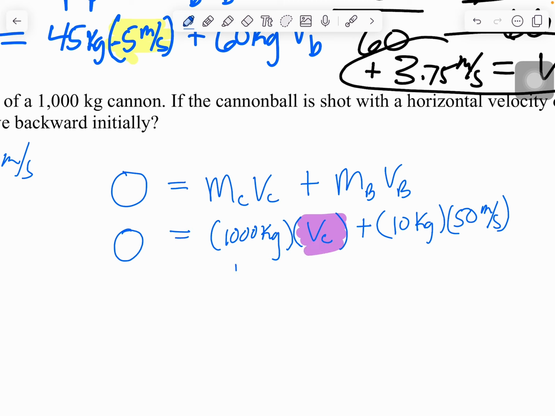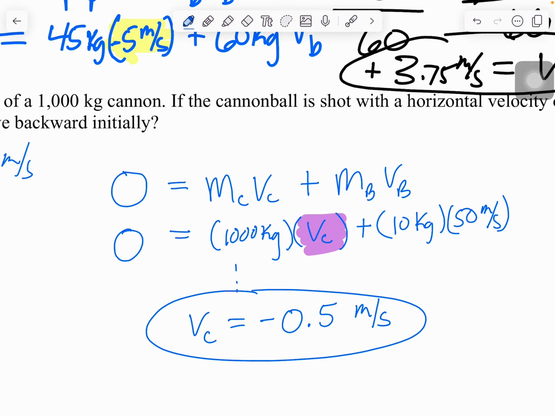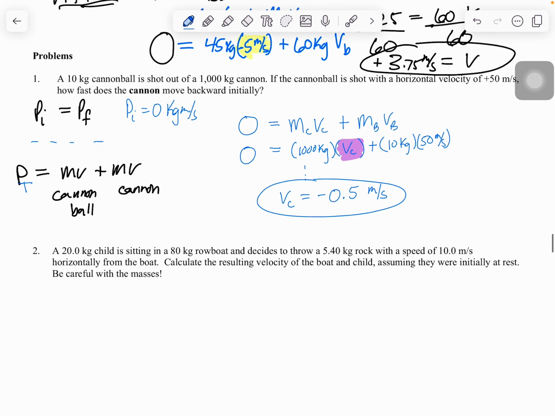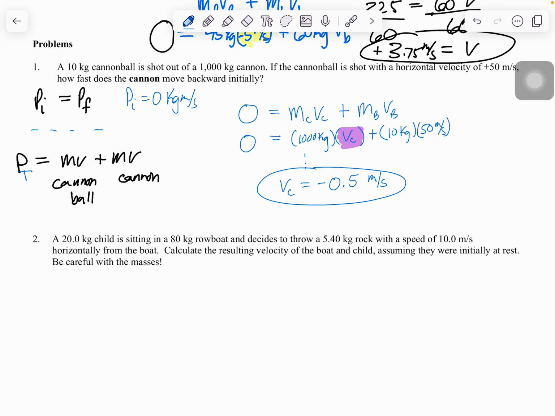When we solve all of that, so you can subtract from each side and solve for your velocity of the cannon itself, it is a negative 0.5 meters per second. So do the algebra on that one and make sure that you're getting that correct answer there. Let me give you a couple more answers on this one so that you can try them and check your work.